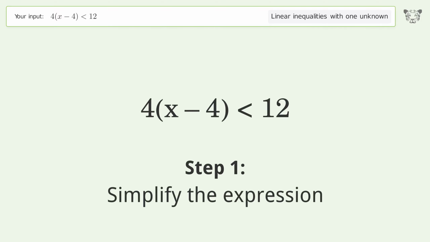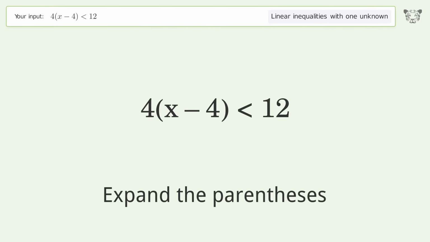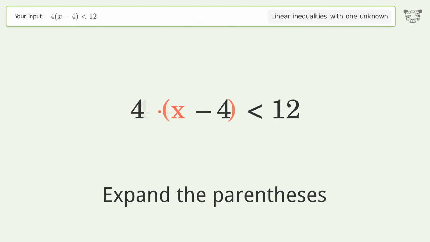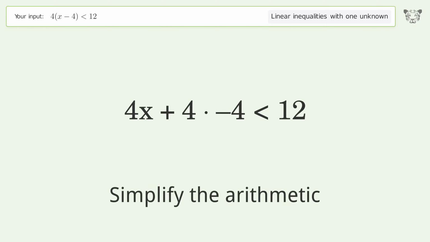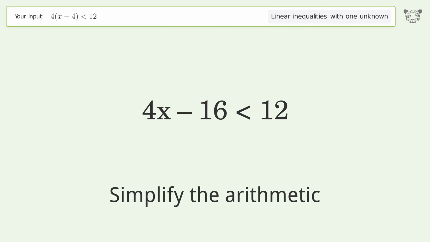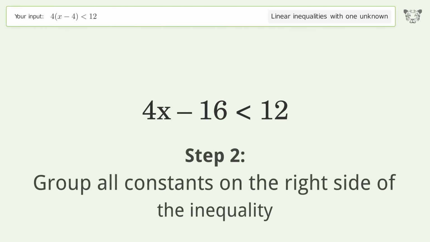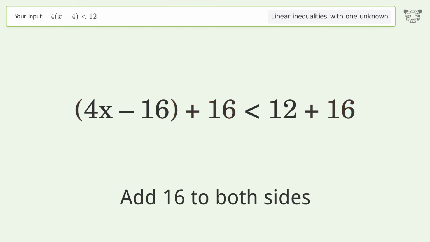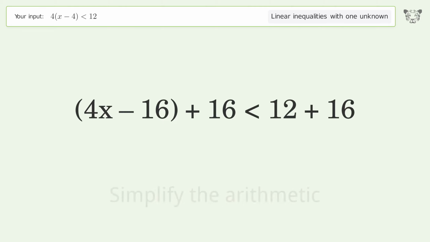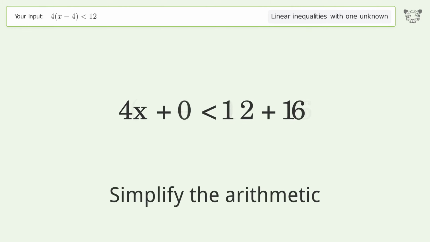Simplify the expression. Expand the parentheses. Simplify the arithmetic. Group all constants on the right side of the inequality. Add 16 to both sides. Simplify the arithmetic.